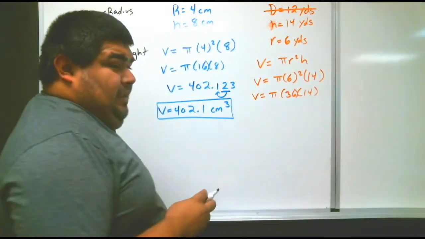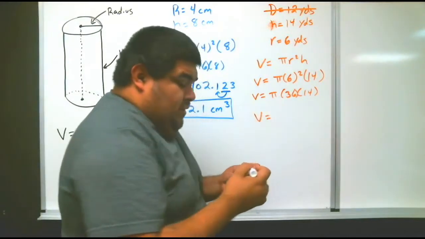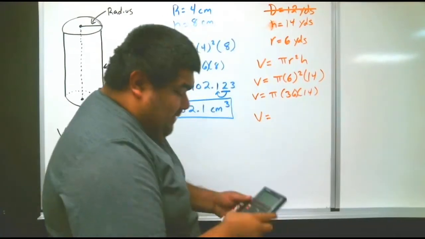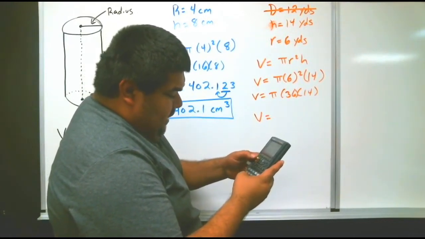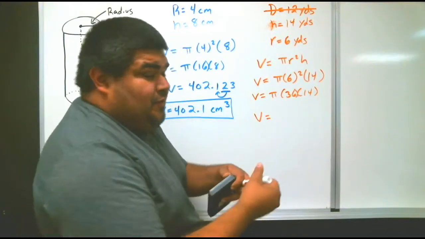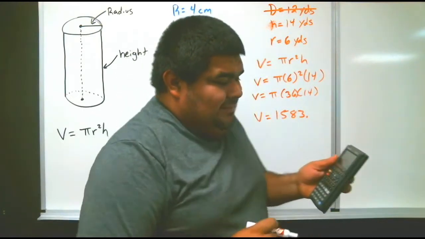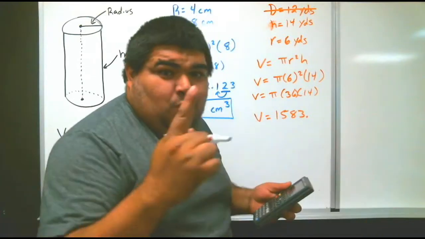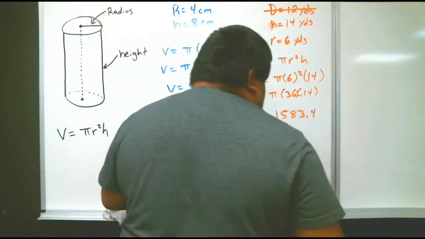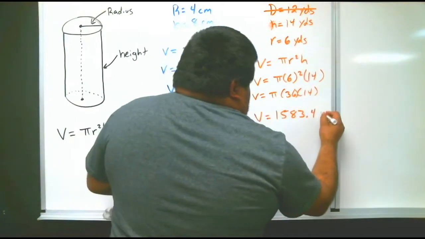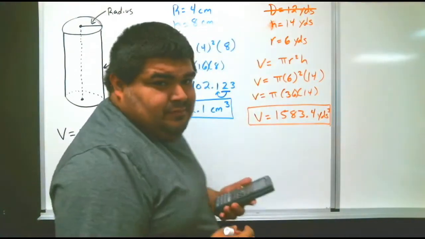Again, all you have to do is plug it into a calculator to get your answer. Remember, we're only looking for one number after the decimal point. So in this case, we have 36 times 14 times pi, which is 1,583.362, and so on. Remember, we only need one digit after the decimal point. So it becomes 1,583.4 yards cubed, because we're dealing with yards. And that's it. We are done.